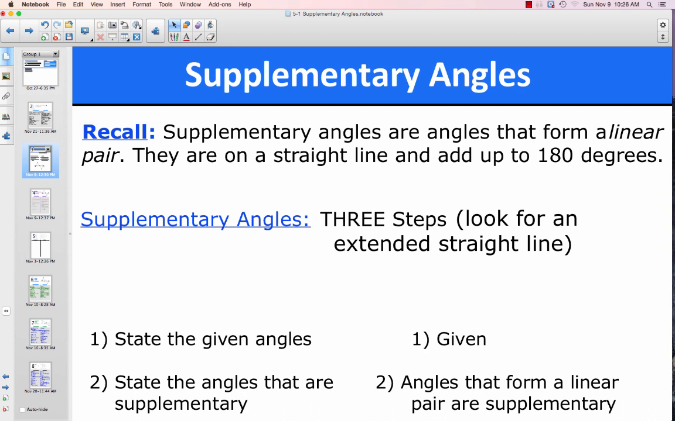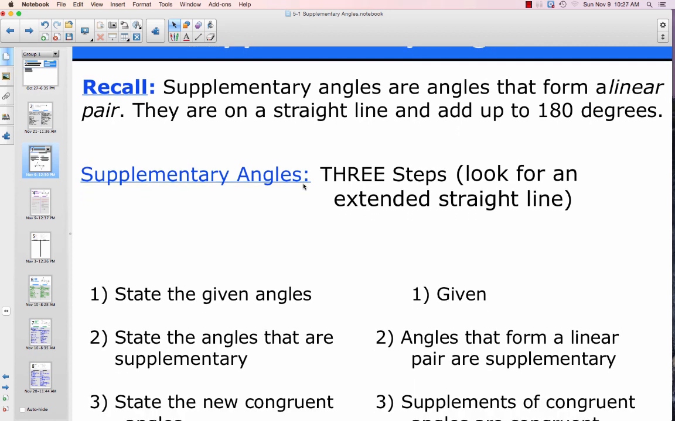So the next theorem added into our proofs are supplementary angles. So quick recall, you know that supplementary angles form a linear pair, and they're angles that add up to 180 degrees. So when we do these types of proofs, they're going to require 3 steps.